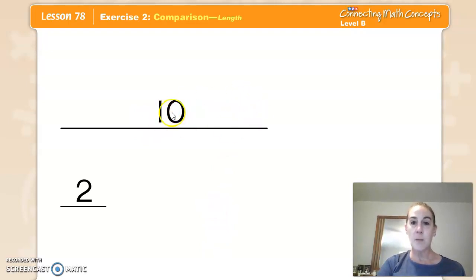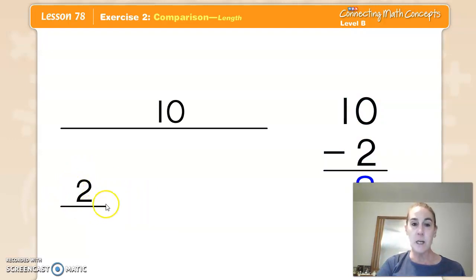Okay, here's another example. Here's my top line. How many inches is it? 10 inches. What about the bottom line? 2 inches, okay? I want to know how much shorter this bottom line is than this top line. So again, I'm going to do a minus problem. The bigger number comes first. 10 minus 2 equals, and hopefully you came up with 8.